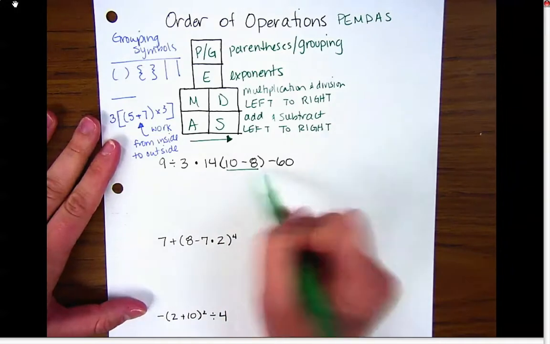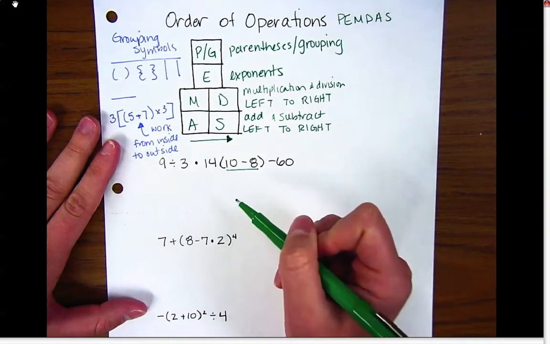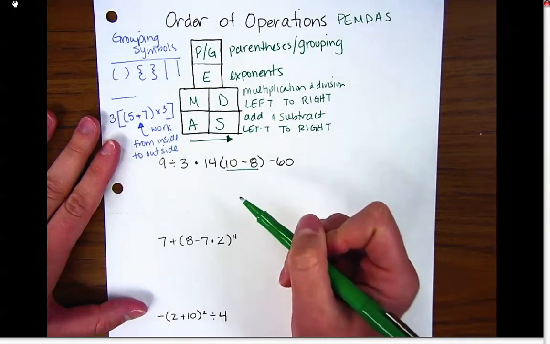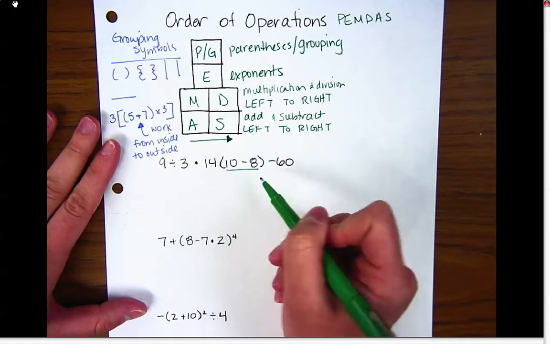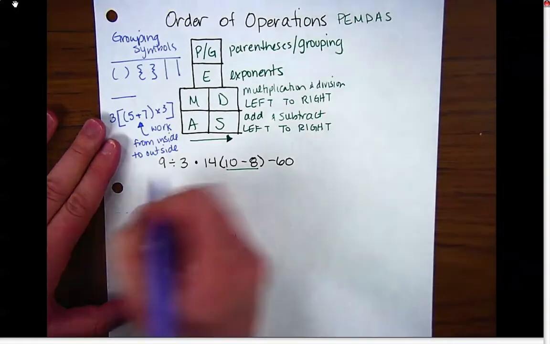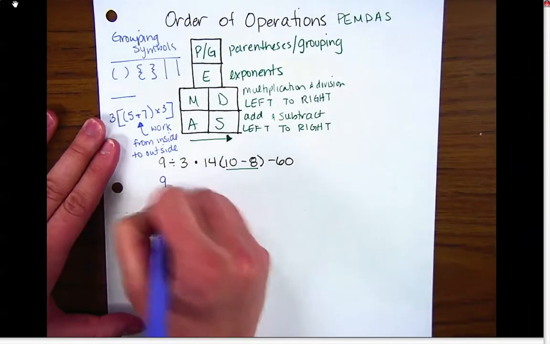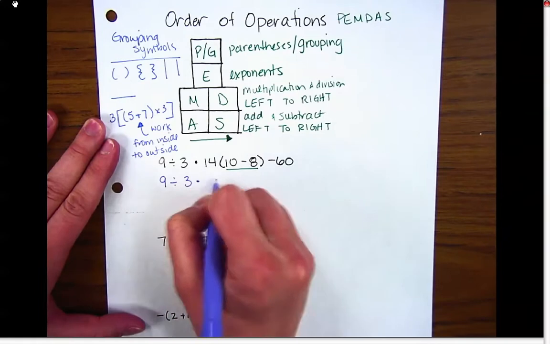I personally like to underline the step that I'm doing, so if I need to go back because I made a mistake somewhere, I can find what I was doing based on what I underlined. Or you could also use a highlighter. That would work too. All right, so I'm going to rewrite everything. I'm going to simplify 10 minus 8. I know that's 2. So I'm now going to rewrite this times 14.